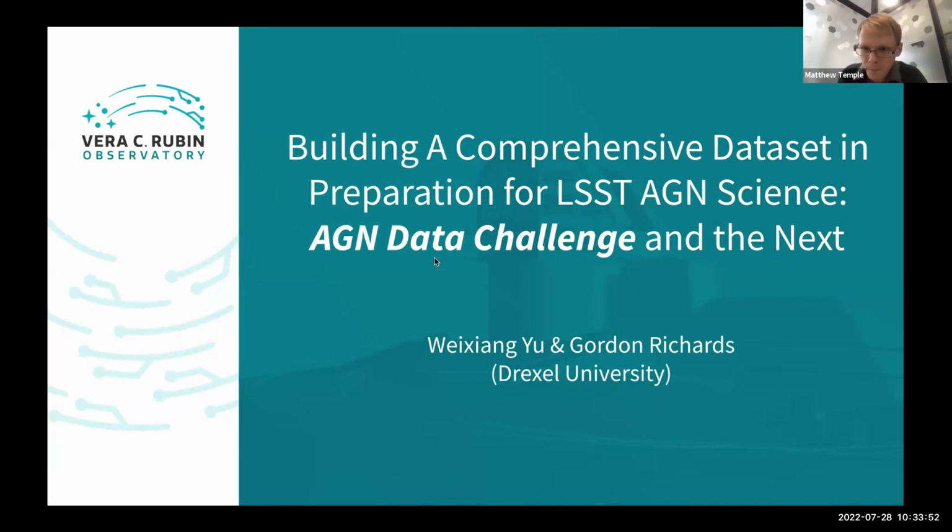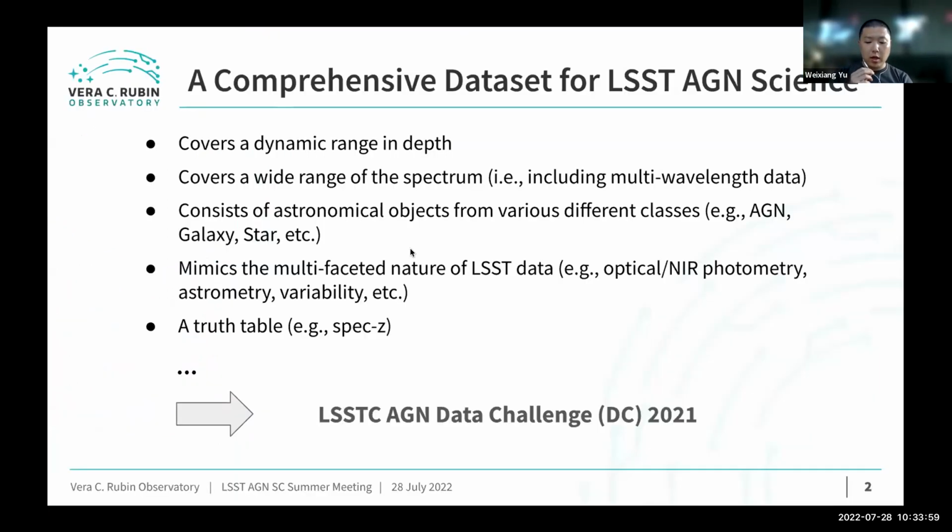Okay. All right. Let me get started. So what do I mean by a comprehensive data set? I think it should cover some basic characteristics that are listed here. Should cover a pretty dynamic range in the data, a wide range of the electromagnetic spectrum, sources including the data set.